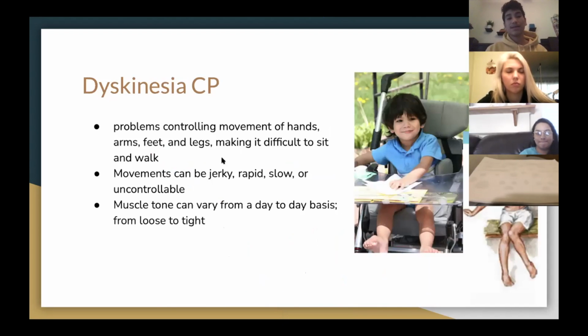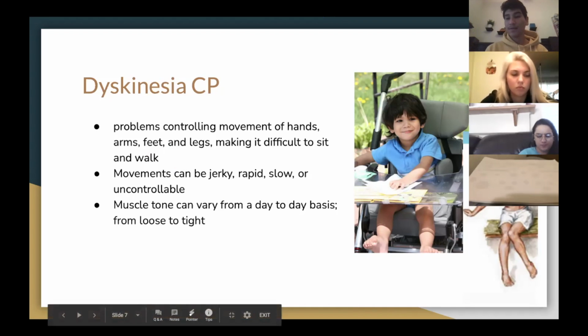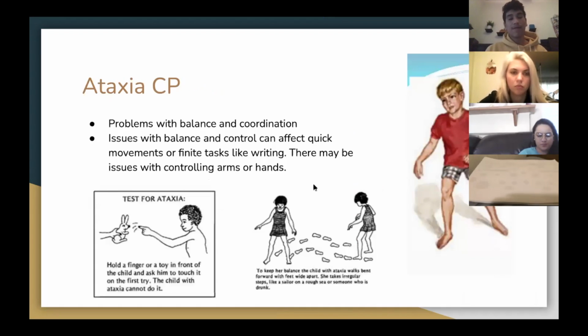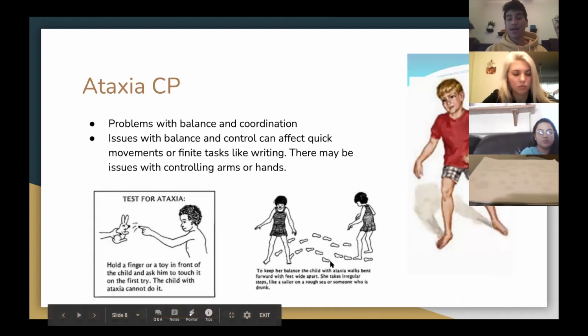Another type of CP is dyskinesia, and this is problems with controlling movement of hands, arms, feet, and legs, and movements can be jerky, rapid, slow, or uncontrollable. Here are some examples of what that would look like. And finally, there's ataxic CP, which involves problems with balance and coordination, and issues with being able to walk easily. Some tests for that can be depth perception, such as a child being able to touch the bunny. Often children with ataxia have been known to look as if they're walking drunkenly.